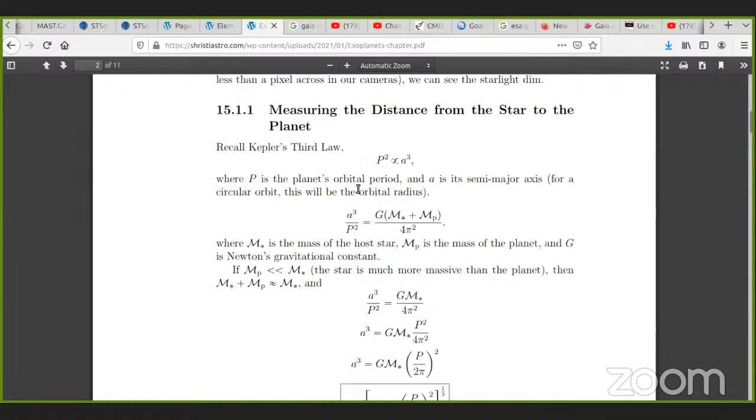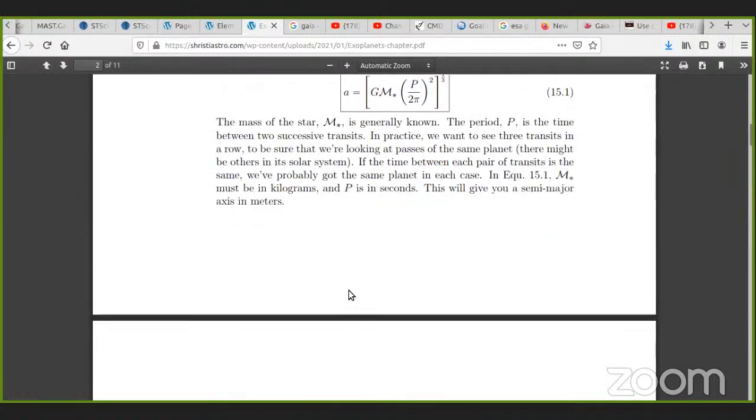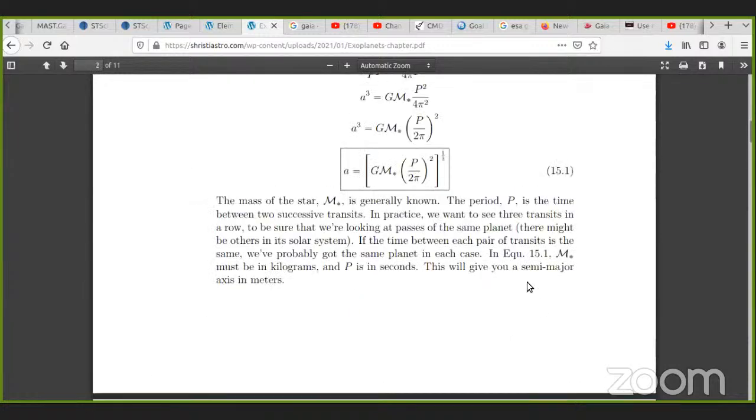That is how, using Kepler's third law, he actually gets you the parameters, that is, a is the distance of the planet from the star, right? So tentatively, if we know the mass of the star and we know the period, that's all we need to find out the distance, right? So if we know this, we can find out the a value, the semi-major axis. This formula will give you the semi-major axis.